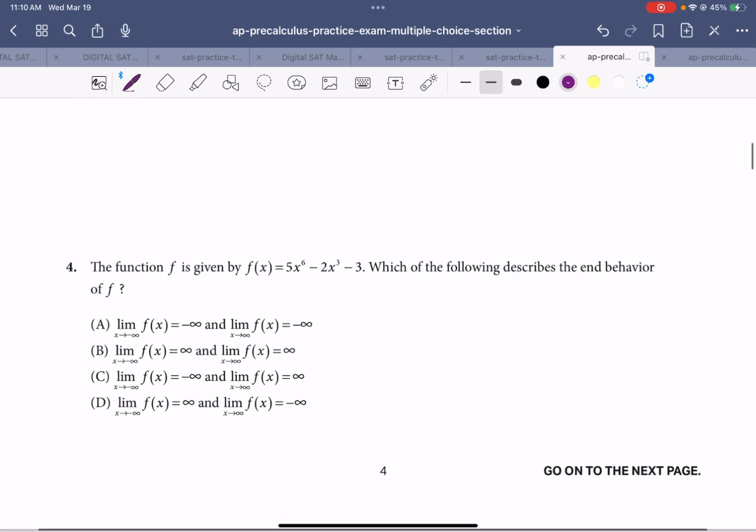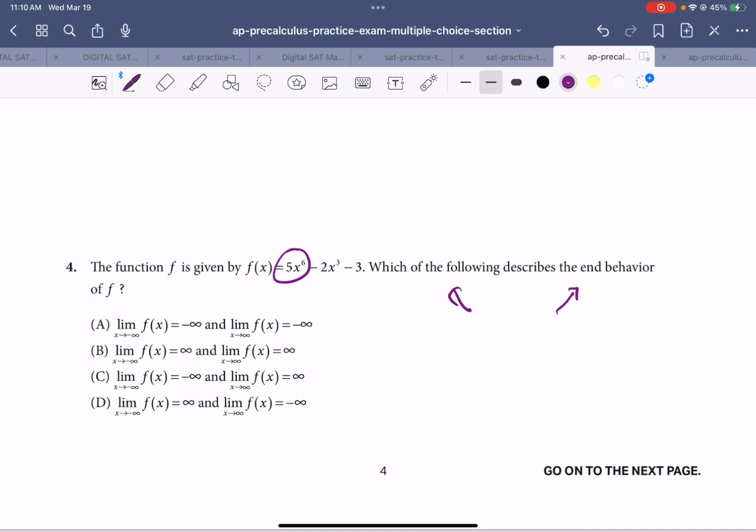Number 4. The function f is given by f of x equals 5x to the 6th minus 2x cubed minus 3. Which of the following describes the end behavior of f? Okay, so like I said earlier, this is a polynomial and the leading term is 5x to the 6th power. So the degree of the polynomial is 6, even, and also the leading coefficient is positive. So I know both ends go like this.